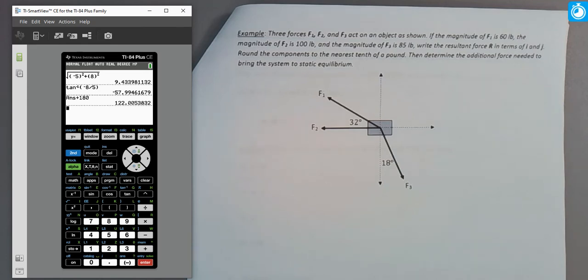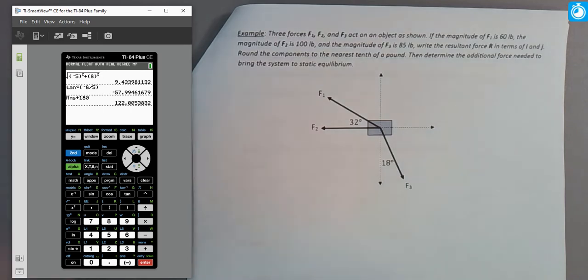And then finally, we want to determine what additional force would be needed to bring the system into static equilibrium. In other words, if there is in fact some motion that the object is undergoing, if all of these forces have combined in a specific way and the object is moving, well, what additional force would bring everything into balance and stop the object from moving?